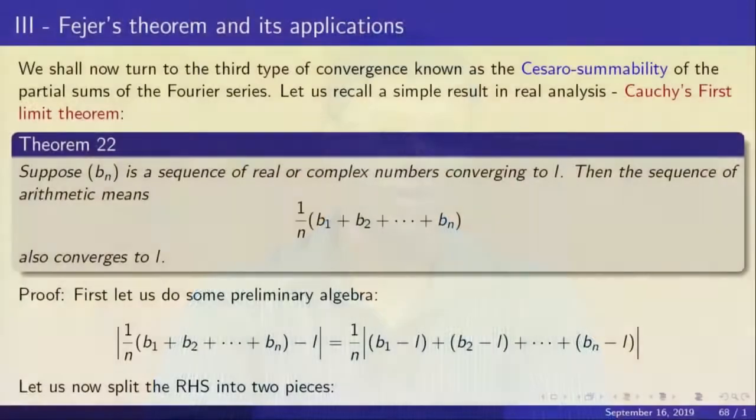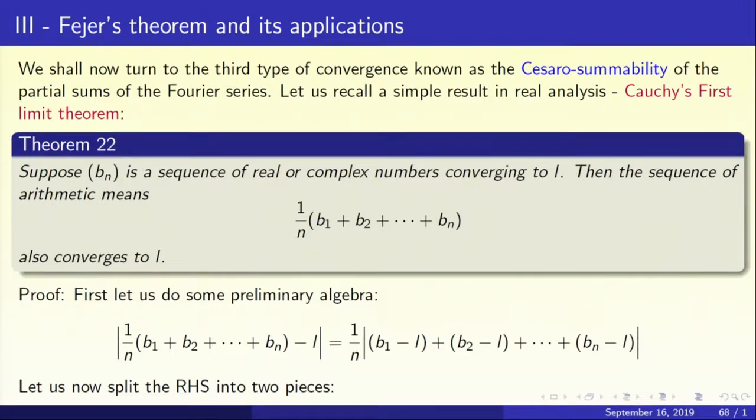So let's get to the proof of this theorem. The proof is very simple. It's as simple as the intuition itself. In fact, it is just this intuition converted into a proof. So let us first begin with some preliminary algebra. The arithmetic mean 1 upon n b1 plus b2 plus etc. plus bn minus L in absolute value.